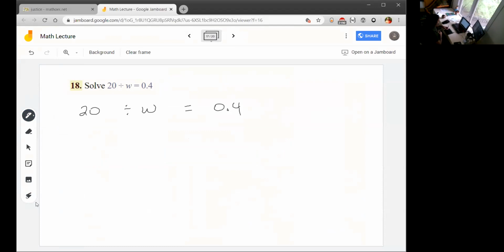Okay, I am starting with 20. I am adjusting it with a divided by W, which I don't like. So I will unadjust it with the times W. That gets the 20 by itself. And it turns my equation into a number is a number times a letter. So what's my next step going to be?